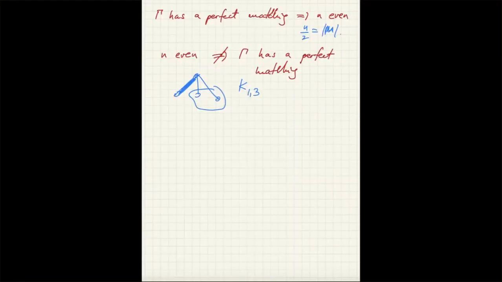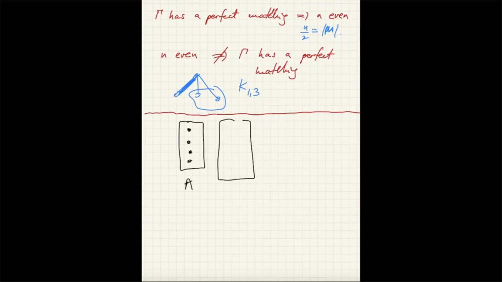And this is a famous result in graph theory, which is due to Philip Hall. The result is called Hall's marriage theorem. Before I state it, let's see what happens if a bipartite graph has a matching that saturates the small side. Let's say we have a graph with partite sets A and B, and A is the smaller side.